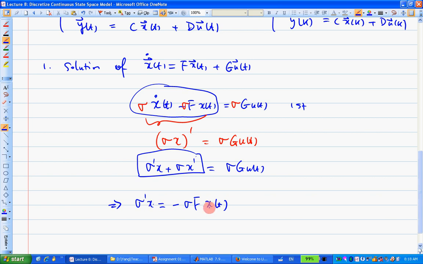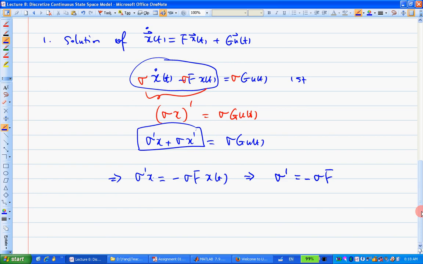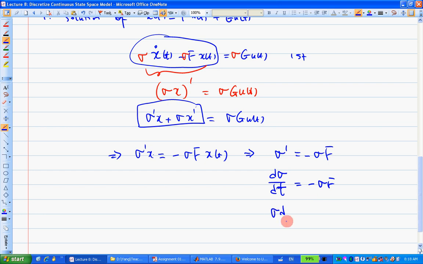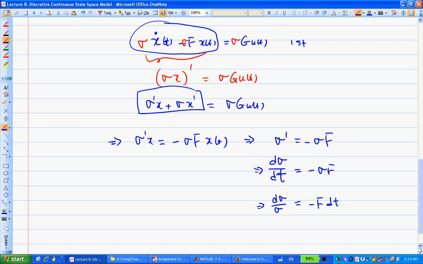Now I have x on both sides, so you can cancel that x, which ends up with sigma prime equal to negative sigma f. This is the homogeneous one. The way to solve it is: d sigma over dt equal to negative sigma f. Separating variables, d sigma over sigma equals negative f dt. So far so good? Separating variables, dt here, sigma here, and then we integrate both sides.